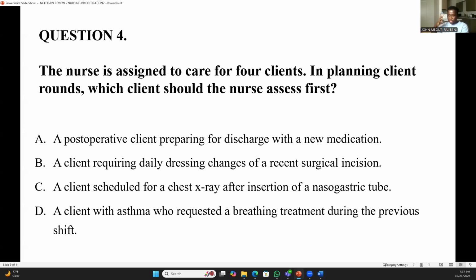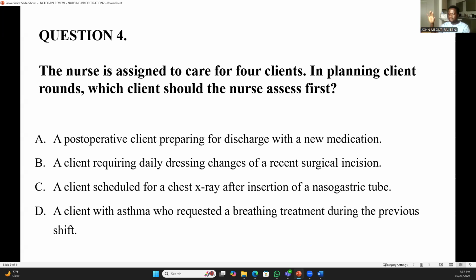4 clients, 4 different conditions. We apply stable and unstable here. Okay, and we start eliminating. Let's do the elimination rule here. A, post-operative client preparing for discharge. A discharge client is a stable client.